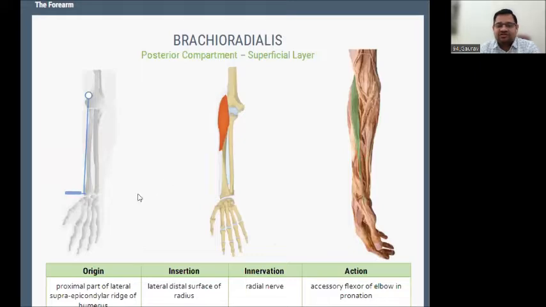So brachioradialis: first of all, origin is the proximal part of the lateral supracondylar ridge of the humerus. It's a straight line of a muscle. Insertion will be on the lateral surface of the radius only, innervated by the radial nerve, and action will be accessory flexor of the elbow in pronation.